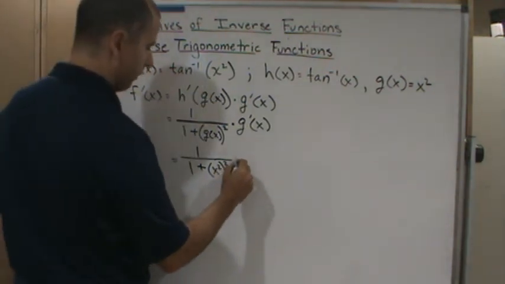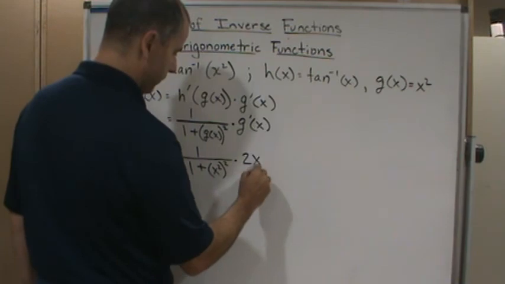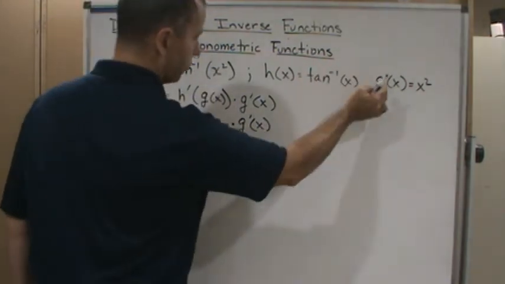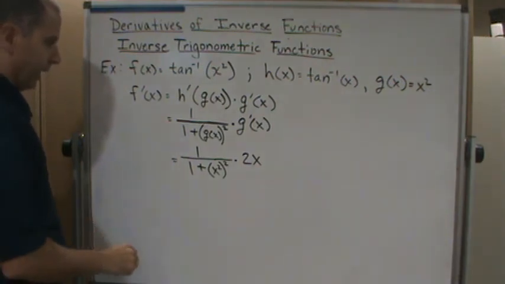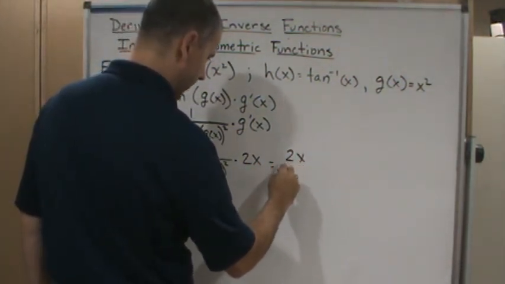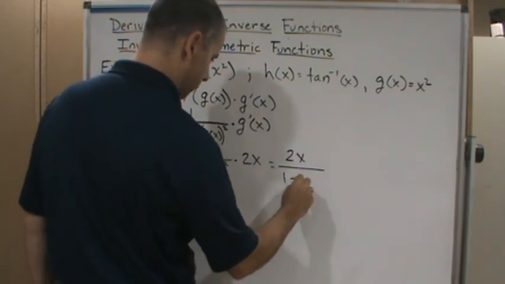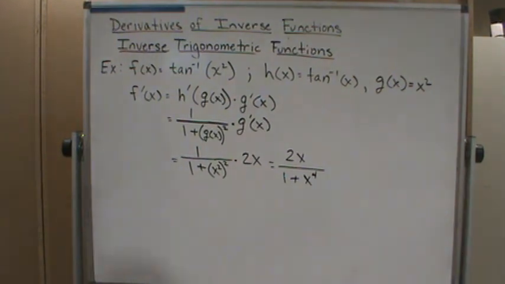Times the derivative of x squared, which is what? The derivative of g of x is 2x. And so now this is where we just simplify it. So this is going to be 2x over 1 plus x to the fourth, and that's where we stop. Okay, we can't simplify it any further than that.